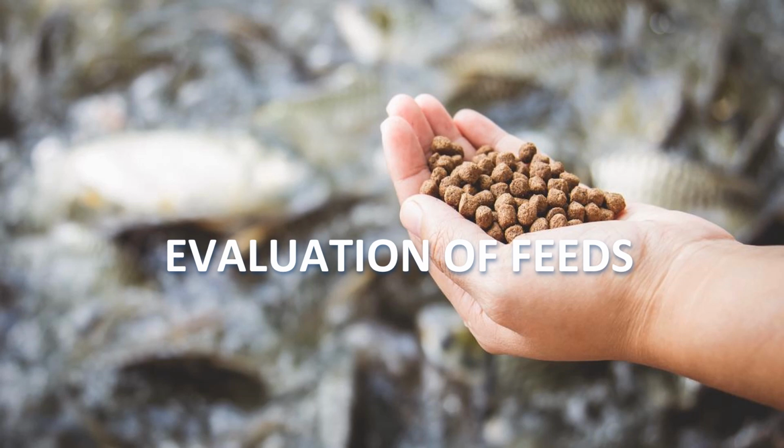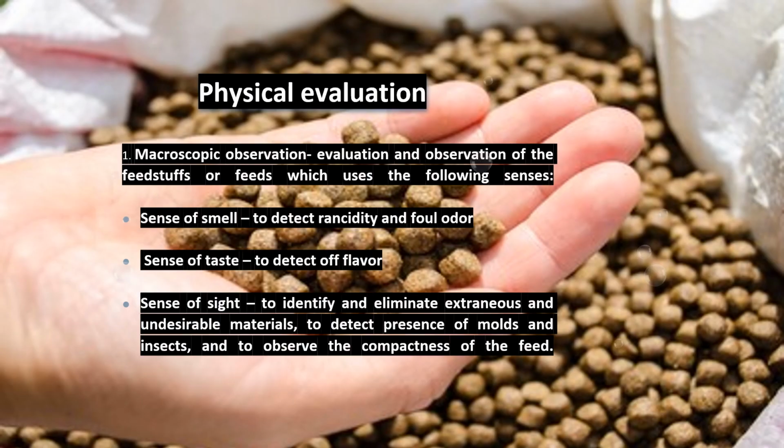The next topic will be the evaluation of feeds. So there are four major ways of evaluating: the physical evaluation, biological evaluation, chemical evaluation, and microbiological evaluation. For the physical evaluation, there are two methods in determining the physical characteristics of a feedstock or a feed formulation.